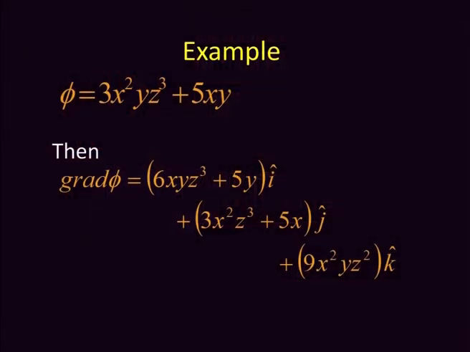The example showing the gradient: here phi is equal to 3x square y z cube plus 5xy, a scalar function. Then its gradient is grad phi is equal to (6xyz cube plus 5y), that is the partial derivative of phi with respect to x, multiplied by i cap. Similarly, plus (3x square z cube plus 5x) multiplied by j plus 9x square y z square multiplied by k, that is the gradient of the scalar function phi.